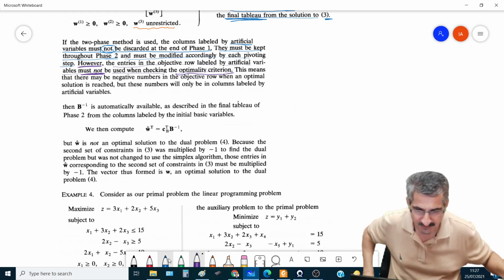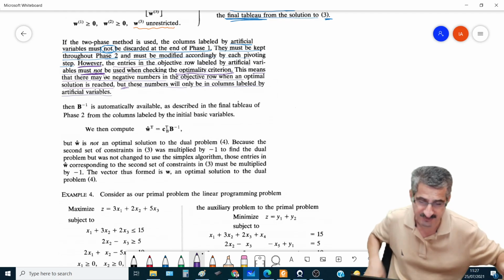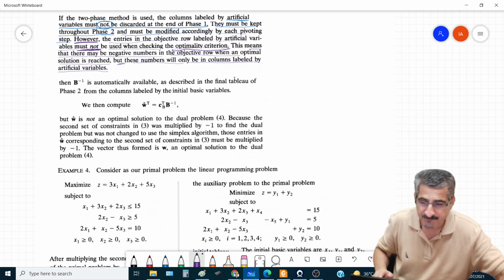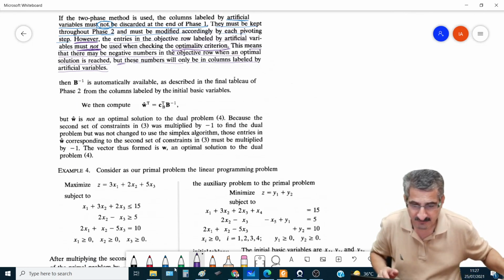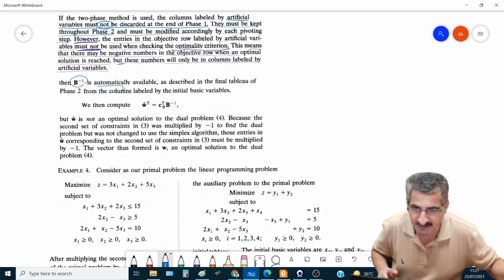This means there may be negative numbers in the objective row when an optimal solution is reached. This is what I have just said. But these numbers will only be in the columns labeled by artificial variables. That's fine. Now B inverse, as we have done already, will be automatically available as described in the final table.